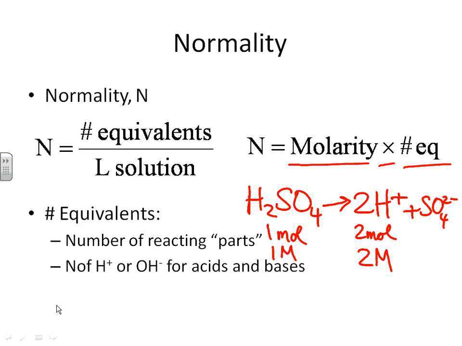So whatever the molarity is, if this is 1 molar H2SO4, I could multiply it by 2 equivalents. That would give me a 2 normal solution of H2SO4. And yes, that is how we talk about normality. Just like molarity is molar, normality is normal.